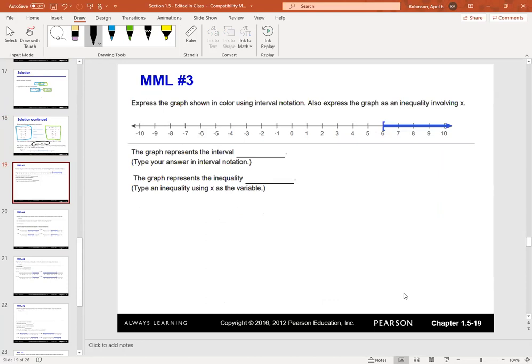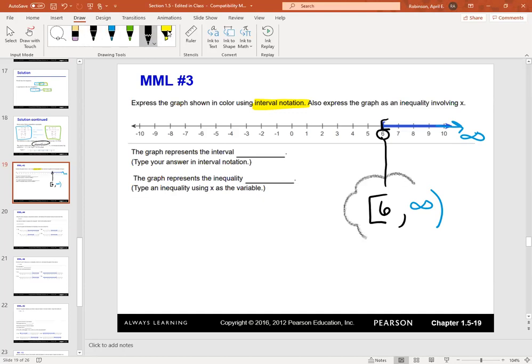So number 3 says, express the graph shown in color using interval notation. So they want this as an interval. And you can see that it starts at 6 and there's a bracket. So you're going to go bracket 6, comma, and then the arrow keeps going this way, which means eventually it would be to infinity. And remember, infinities, positives or negatives, always you use a parenthesis on that. So this is my answer that I'll put right in here.